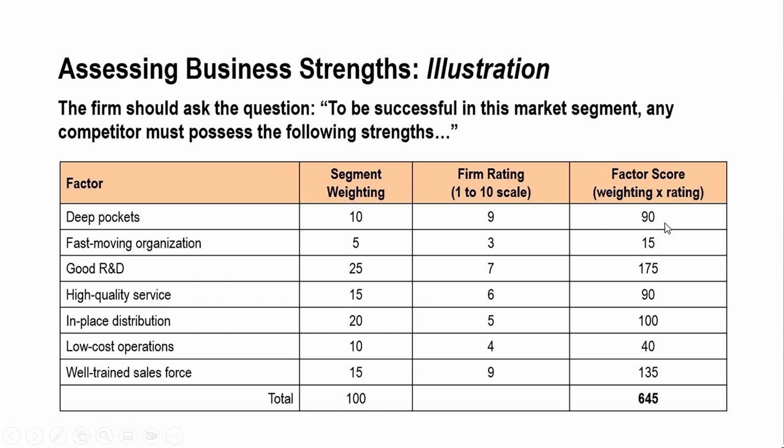So, therefore, that gives us some kind of a direction. So, we have 90, 175, 100, 135. That gives us some kind of direction towards combining segmentation with targeting strategy.